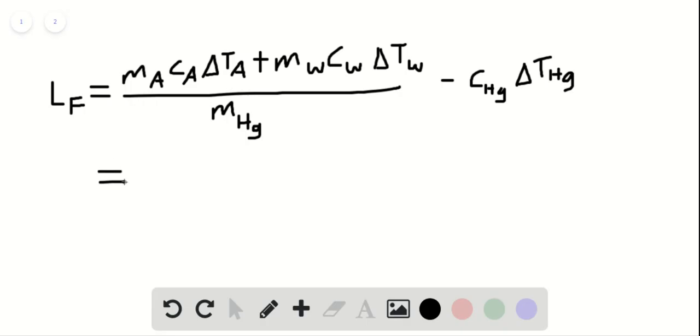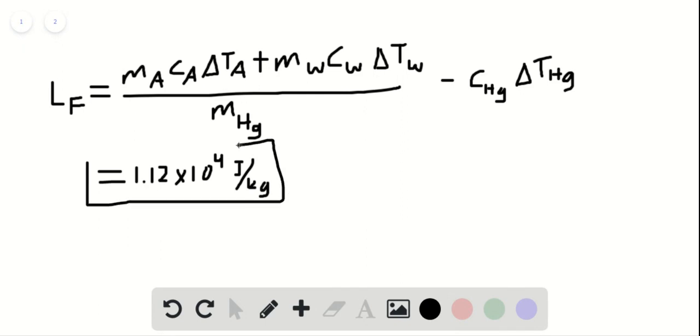Plugging all those values into this expression, we find that this is equal to 1.12 times 10 to the fourth joules per kilogram. We can box that in as our solution to the question.